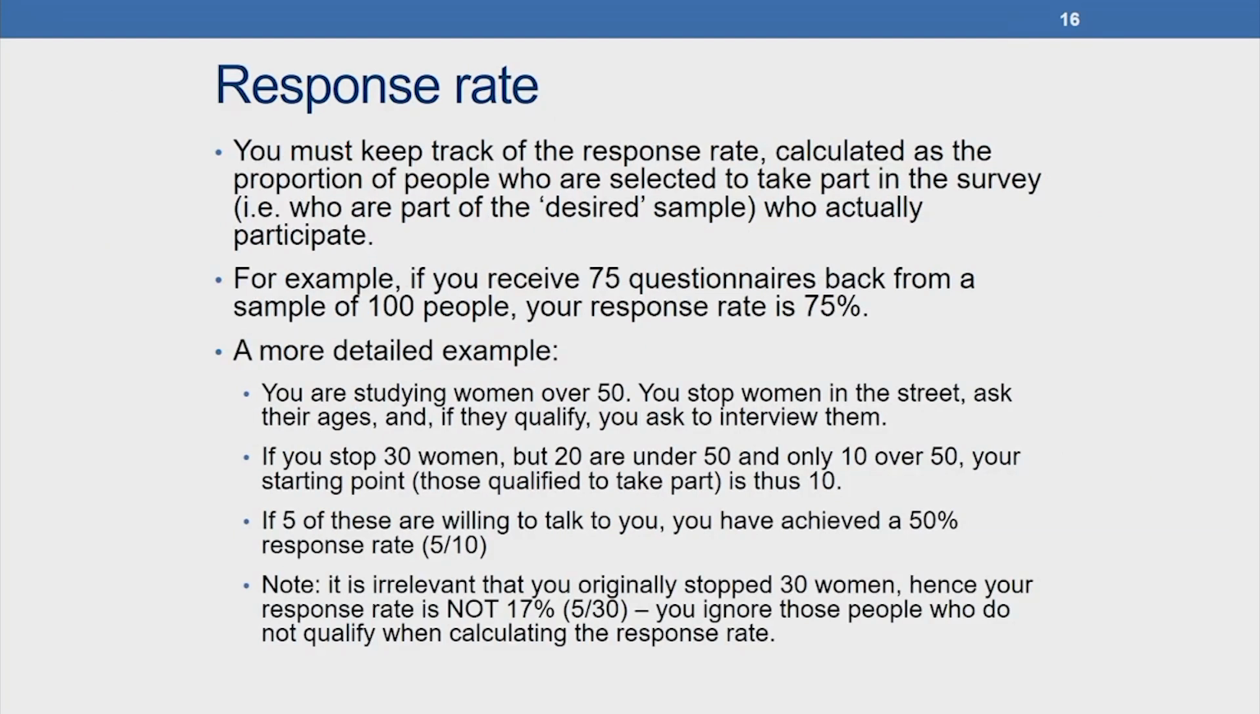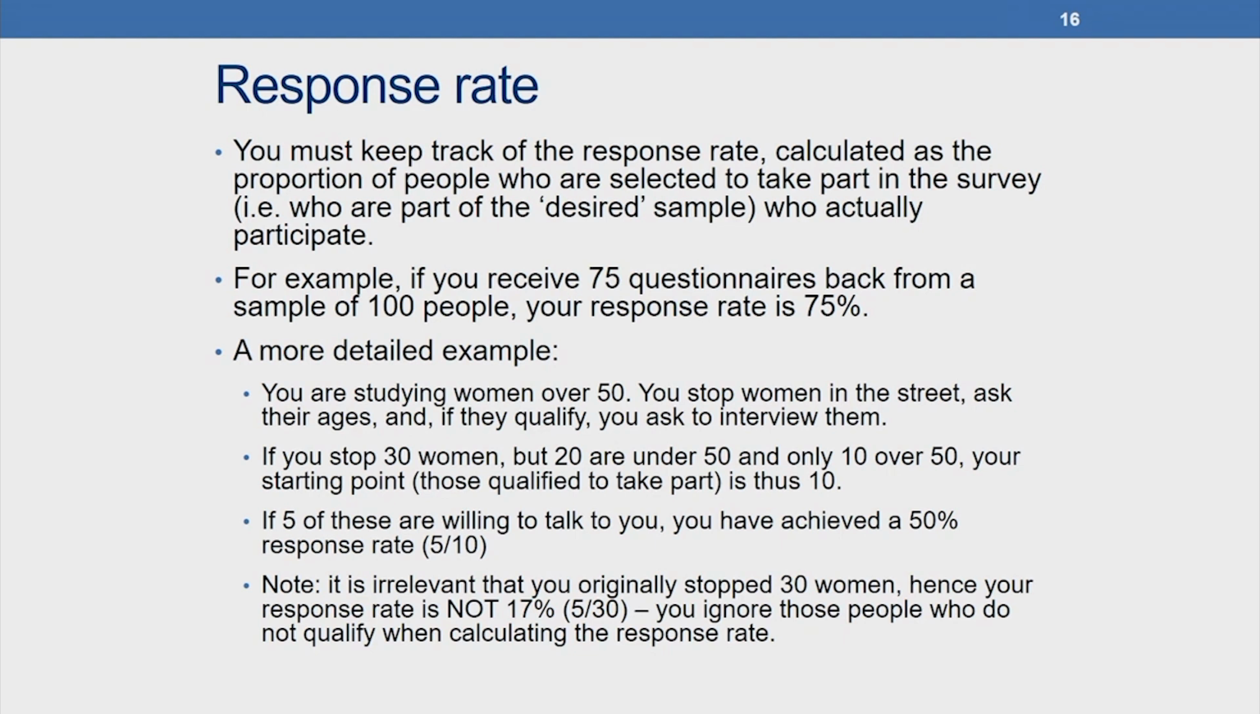Let us spend a little time on what is response rate. Usually when we carry out survey research, one of the first things that we report based upon our survey data is the response rate of the sample that we have studied. We will discuss this with the help of an example. It is important to keep track of response rate, calculated as the proportion of people who are selected to take part in the survey, that is, who are part of the desired sample and who actually participate. For example, if you receive 75 questionnaires back from a sample of 100 people, your response rate is 75%.